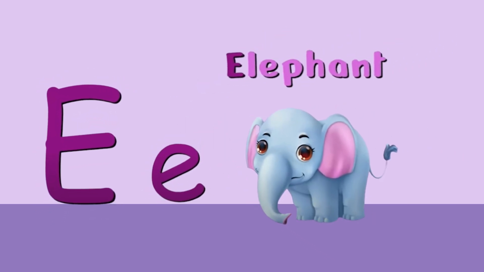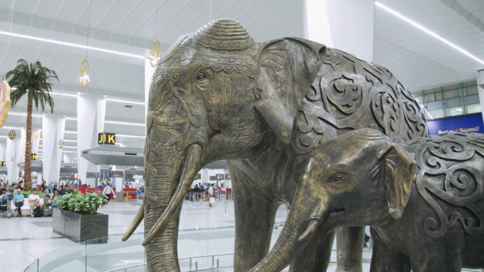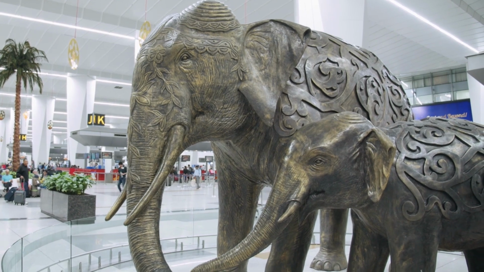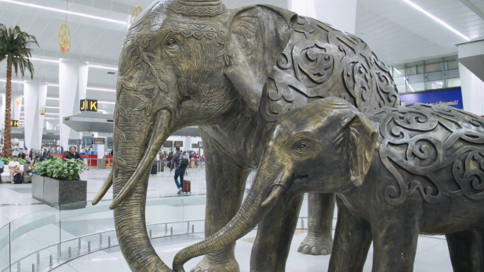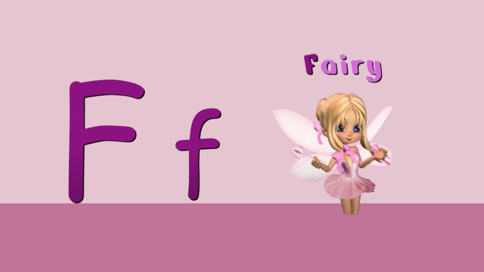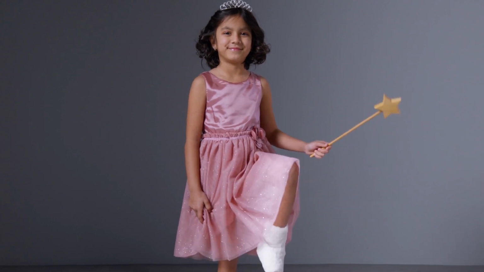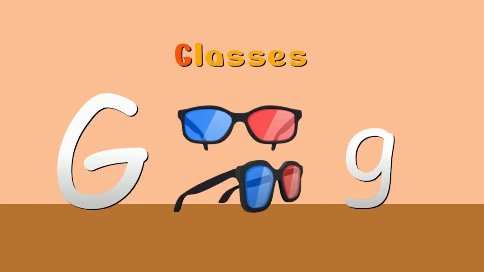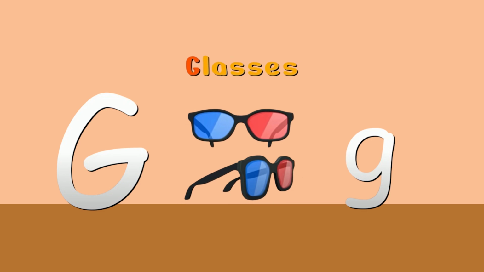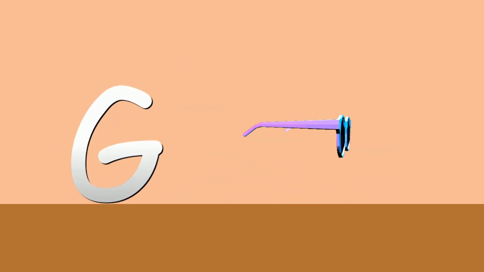E is for elephant, elephant, elephant. F is for fairy, fairy, fairy. G is for glasses, glasses, glasses.